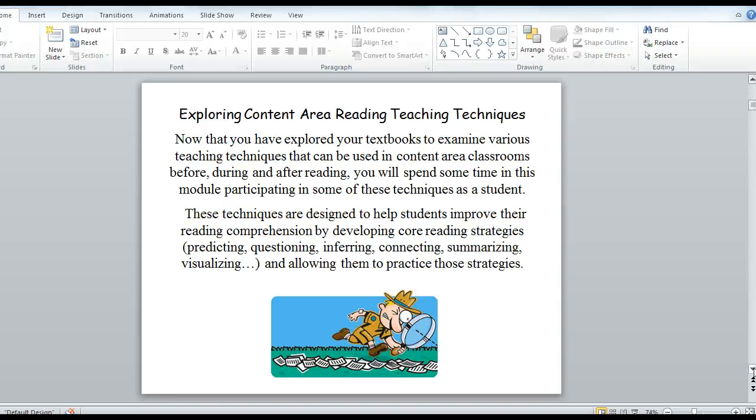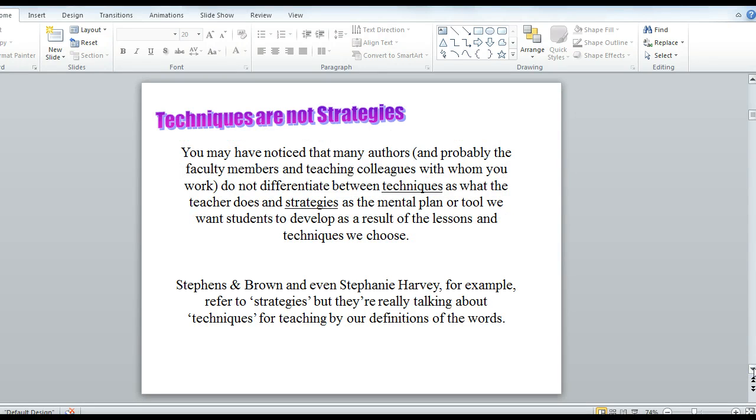Now that you've explored your textbooks and examined the various teaching techniques that can be used in contemporary classrooms before, during, and after reading, you're going to spend some time in this module participating as a student. That's the best way to learn whether you like them or not, whether they work or not for you as a reader. These techniques are designed to help students improve their reading comprehension by developing core reading strategies like predicting, questioning, inferring, connecting, summarizing, and visualizing, and allowing them to practice those strategies on a regular basis.